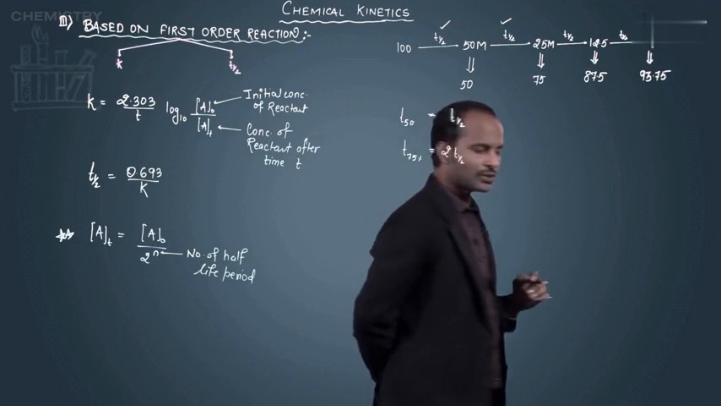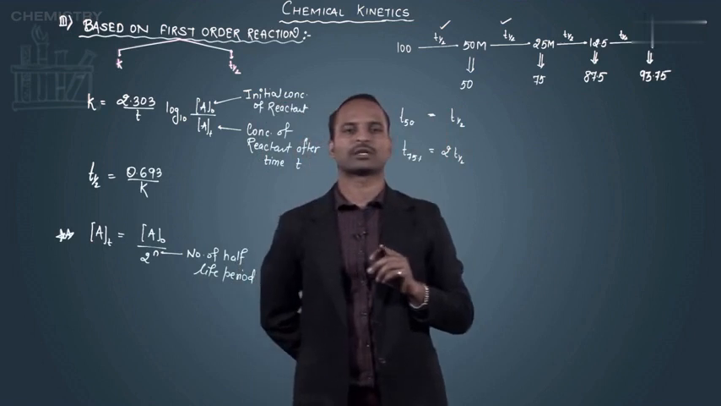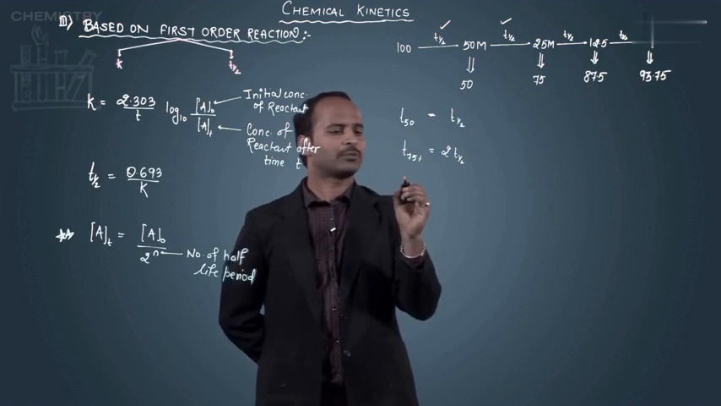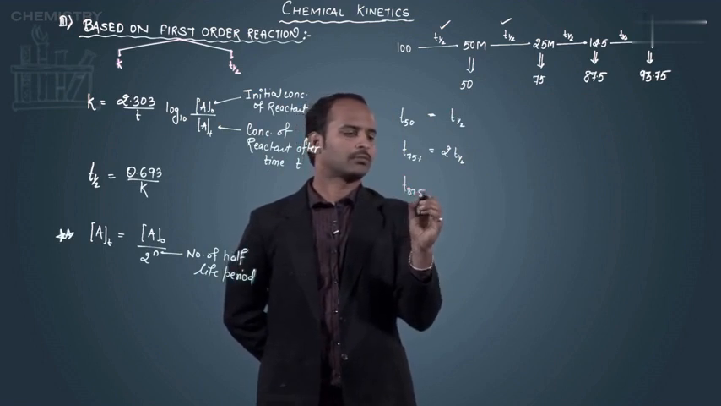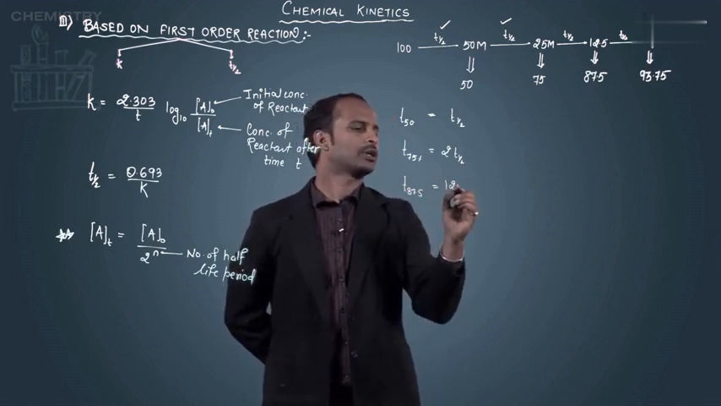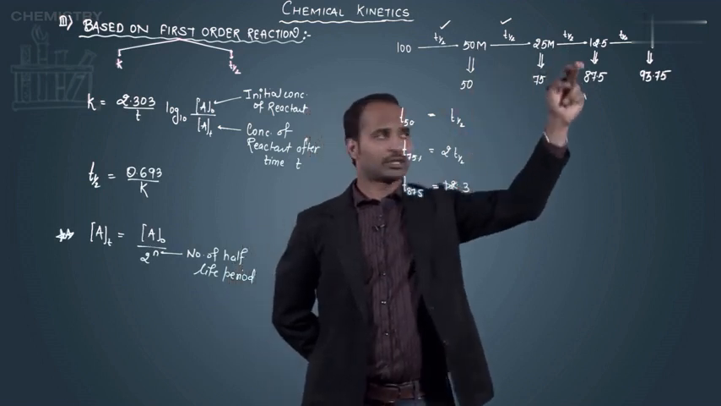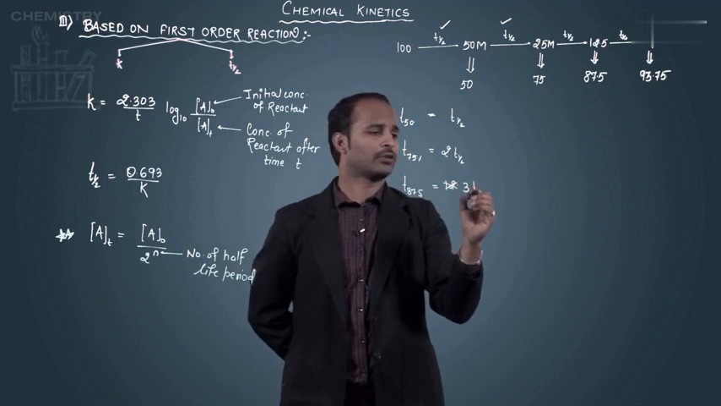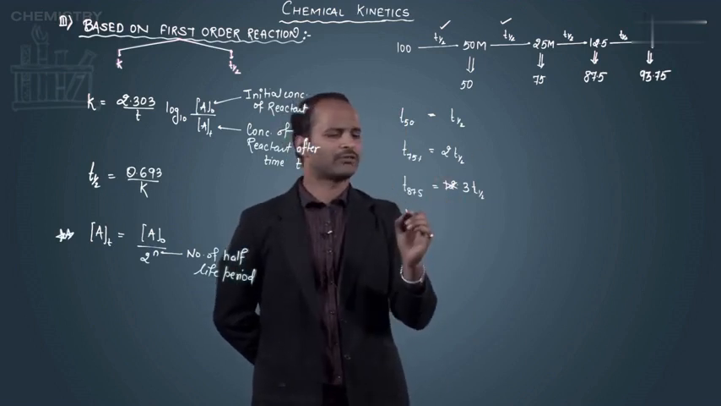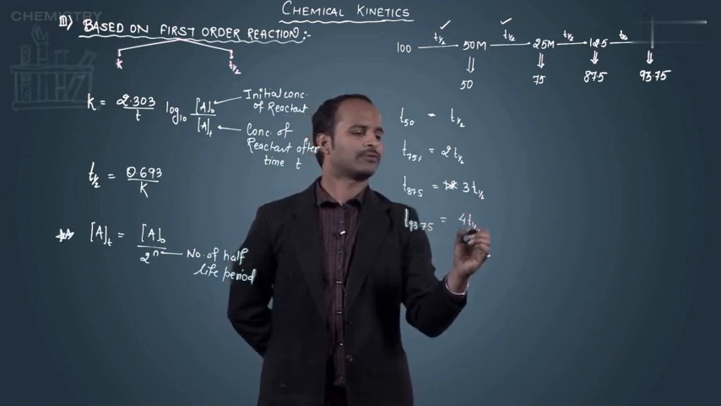Sometimes in the question they give the rate constant or the half-life, and the question asks to calculate how much time is needed for the consumption of 75%. So it's an important relation again. For the consumption of 87.5%, how many half-lives are needed? 1, 2 and 3. After the third half-life, 87.5% will be consumed, so 3 half-lives. And similarly, for 93.75% of the reactant to be consumed, again I can say 4 half-lives.